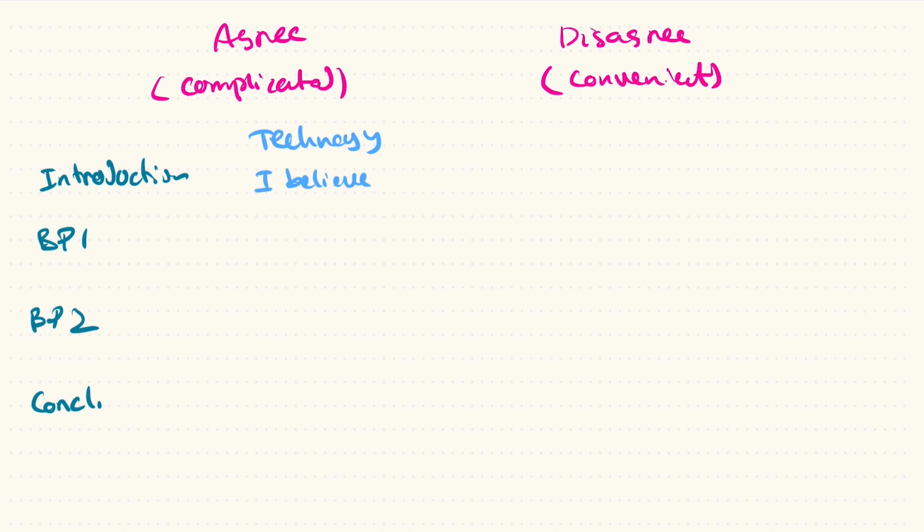So body paragraph 1. For example, you can talk about the mental health disorders that are on the rise because of all the social media, all the attention span of all of us that is shrinking because of Instagram and TikTok and whatnot. You can write those examples. So that's your first reason.